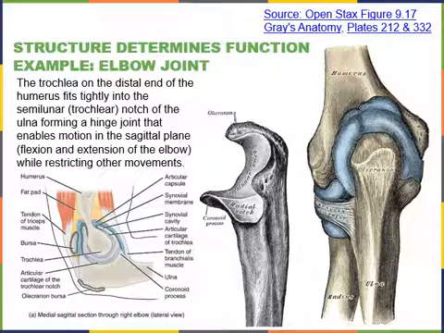The way that you're used to being able to move the elbow is flexion and extension through the sagittal plane. And other motion is restricted, so we can't perform rotation of the elbow. We can't perform adduction and abduction of the elbow. There's very limited ability to rotate and move the elbow in other directions, except for the one motion of flexion and extension. And so the structure of the elbow joint determines the range of motion, determines the function of the elbow.